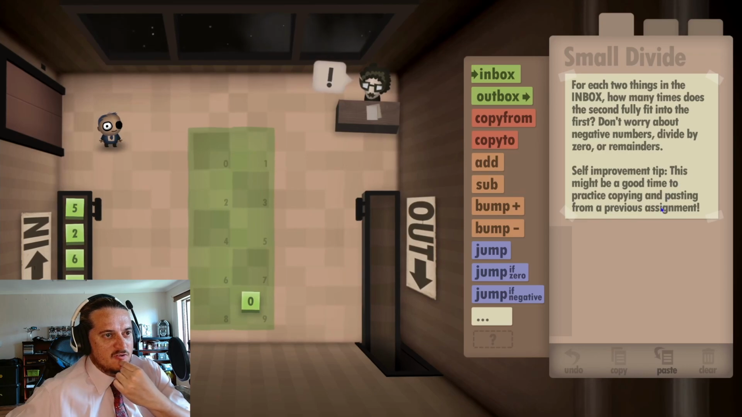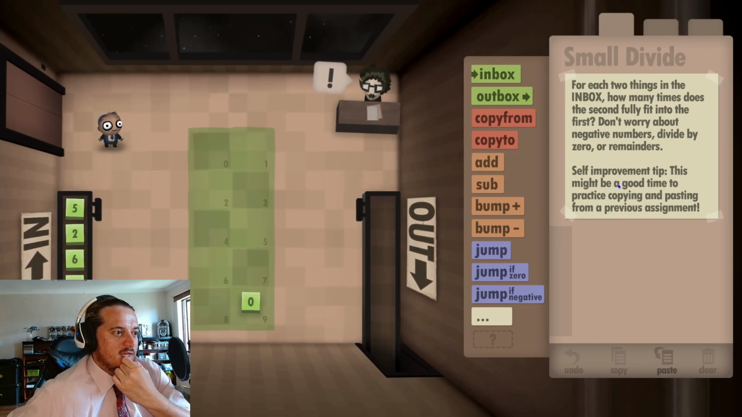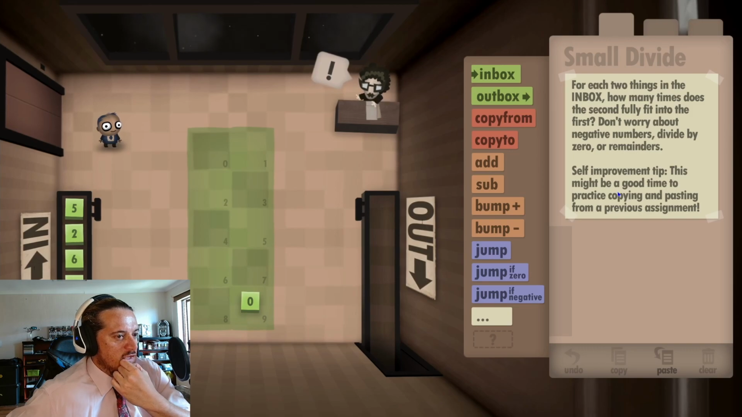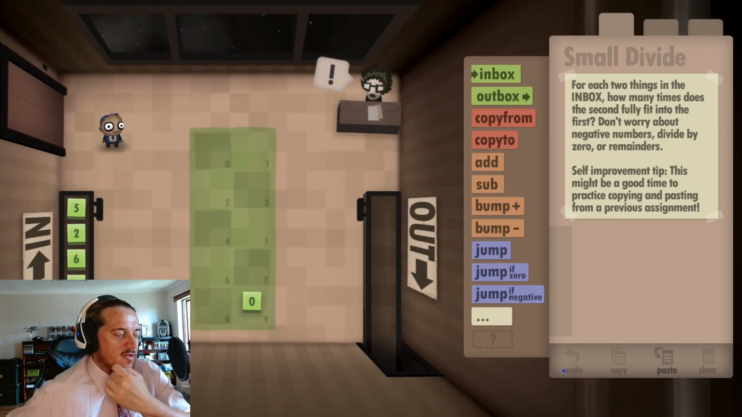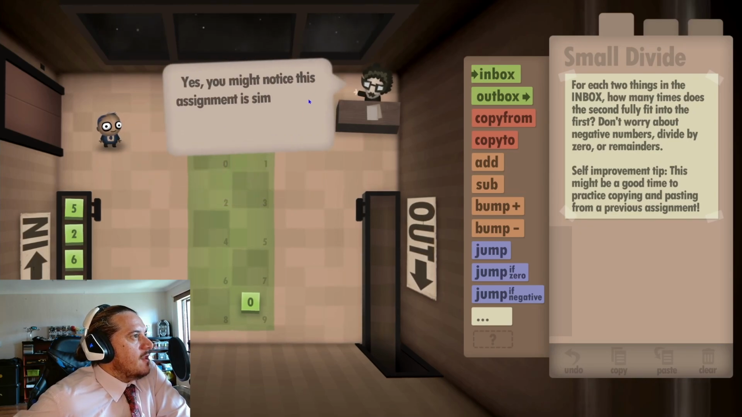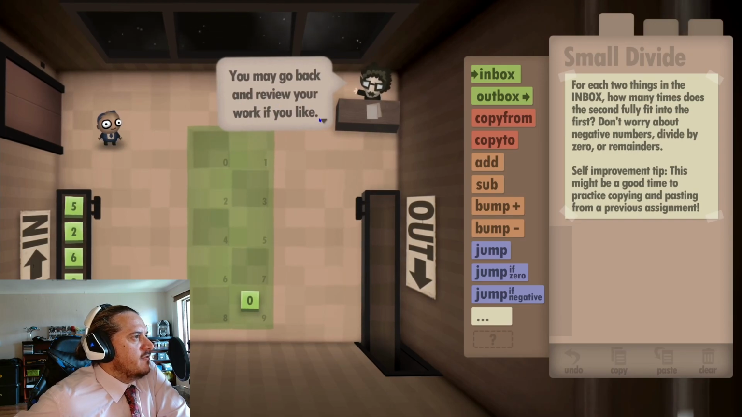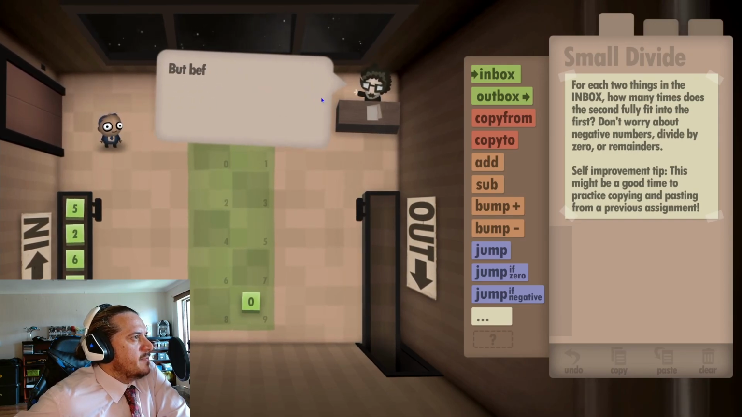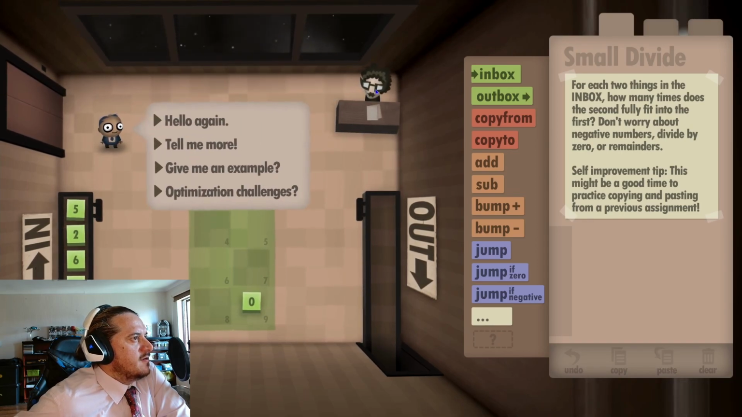This might be a good time to practice copying and pasting from a previous assignment. Copy pasting from a previous assignment. Can you do that? Can I go back and copy and come forward and paste? Ah, no, but let's see what you have to say. You may go back and review your work. Did you know you can also copy paste? Please note that you restrict inventory of the office supply cabinet.